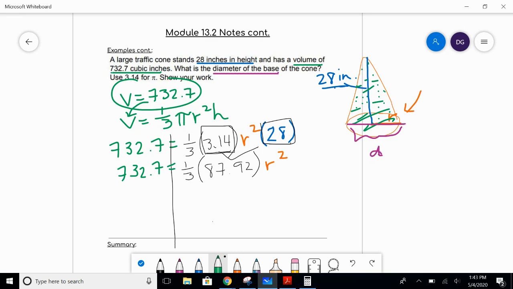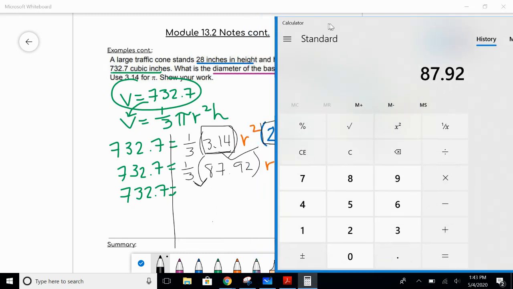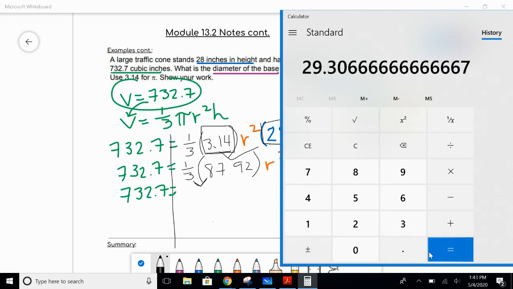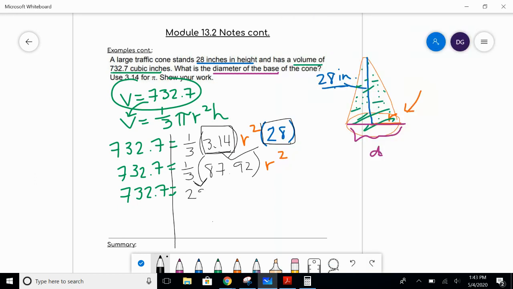Let's keep going. See what we can combine. So 732.7, that's all I've got on that left side. We're just going to keep it. Is equal to, now I'm going to combine these two numbers, right? 1/3 and 87.92. Again, remember, if I have 87.92 and I'm multiplying it by 1/3, that's the same thing as dividing it by 3. So if I take that and divide it by 3, we're going to get about 29.31, and then I still have this r squared.